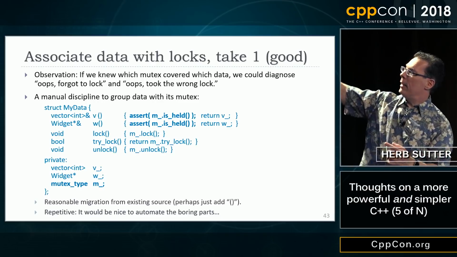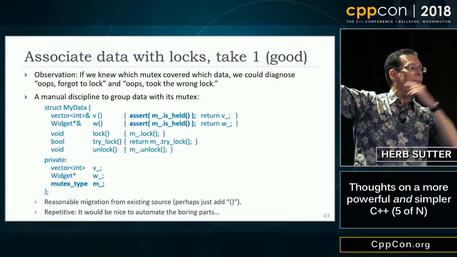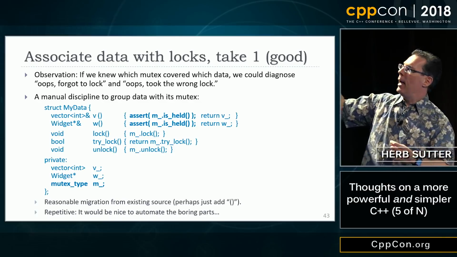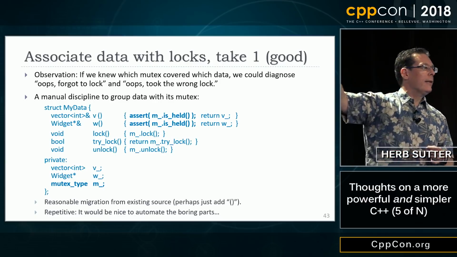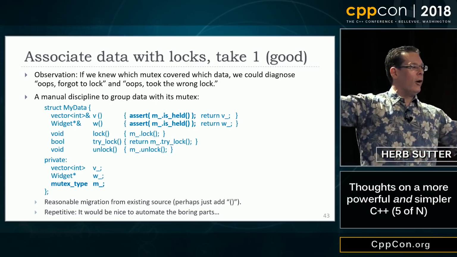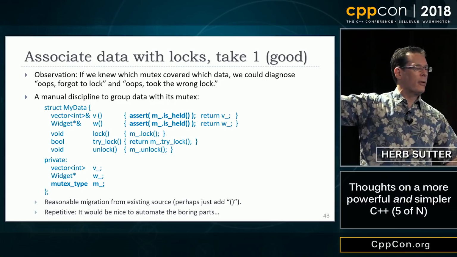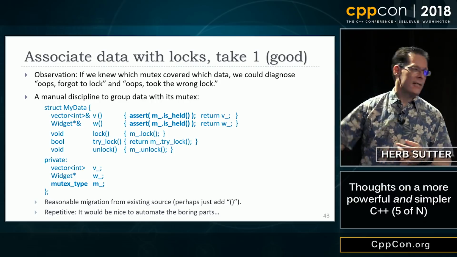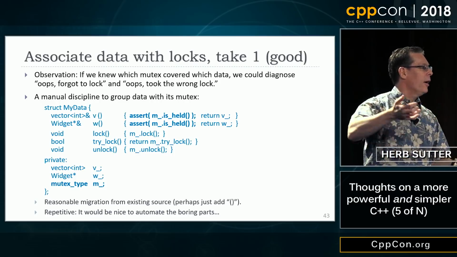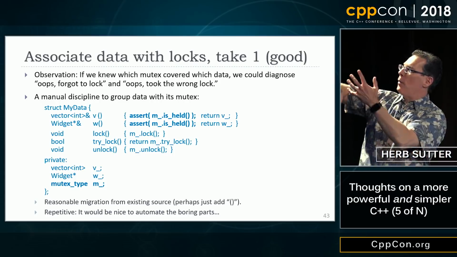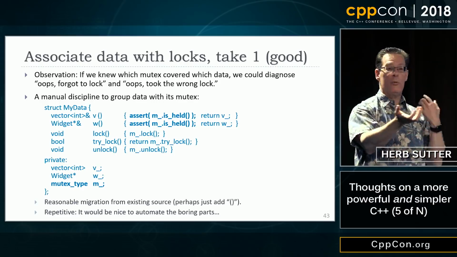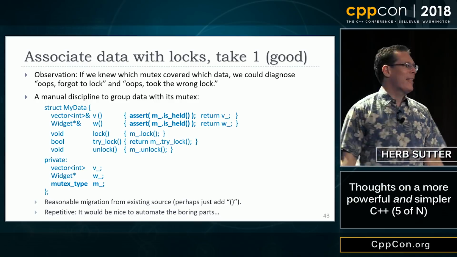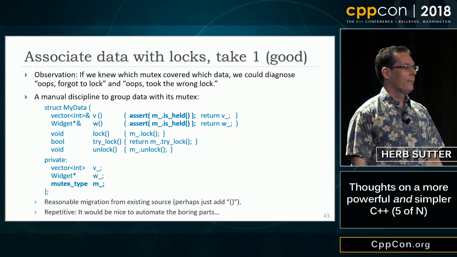I could do things like assert the mutex is held before I access the data, write an accessor around the data and assert the mutex is held. The middle three lines are boilerplate because they follow the locking concept, or the mutex concept, in the standard library, just like the container concept is you have begin, end, value type. The mutex concept is you have lock, try lock, unlock. So we write those too, just so that the user can then take a MyData object and do a lock guard on it directly. So this works fine. But man, that's a lot of boilerplate to write by hand.